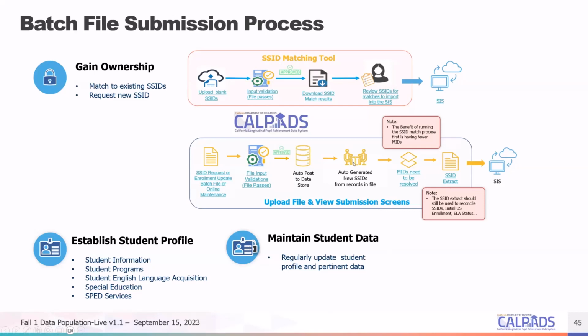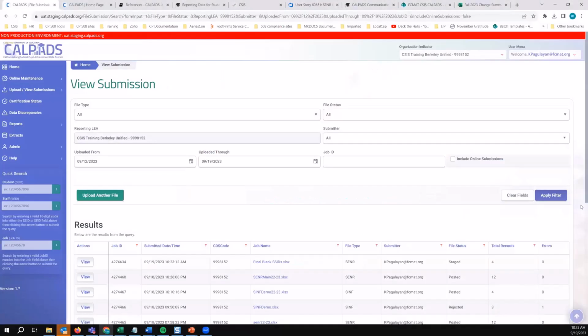So if we were reckless and just uploaded the file with blank SSIDs without going through the SSID match tool, there is a potential scenario where you will need to submit or correct merges, because you may have ended up creating new SSIDs for existing students. That's what we were trying to avoid. So now let's go back to the file and see if this file posted.